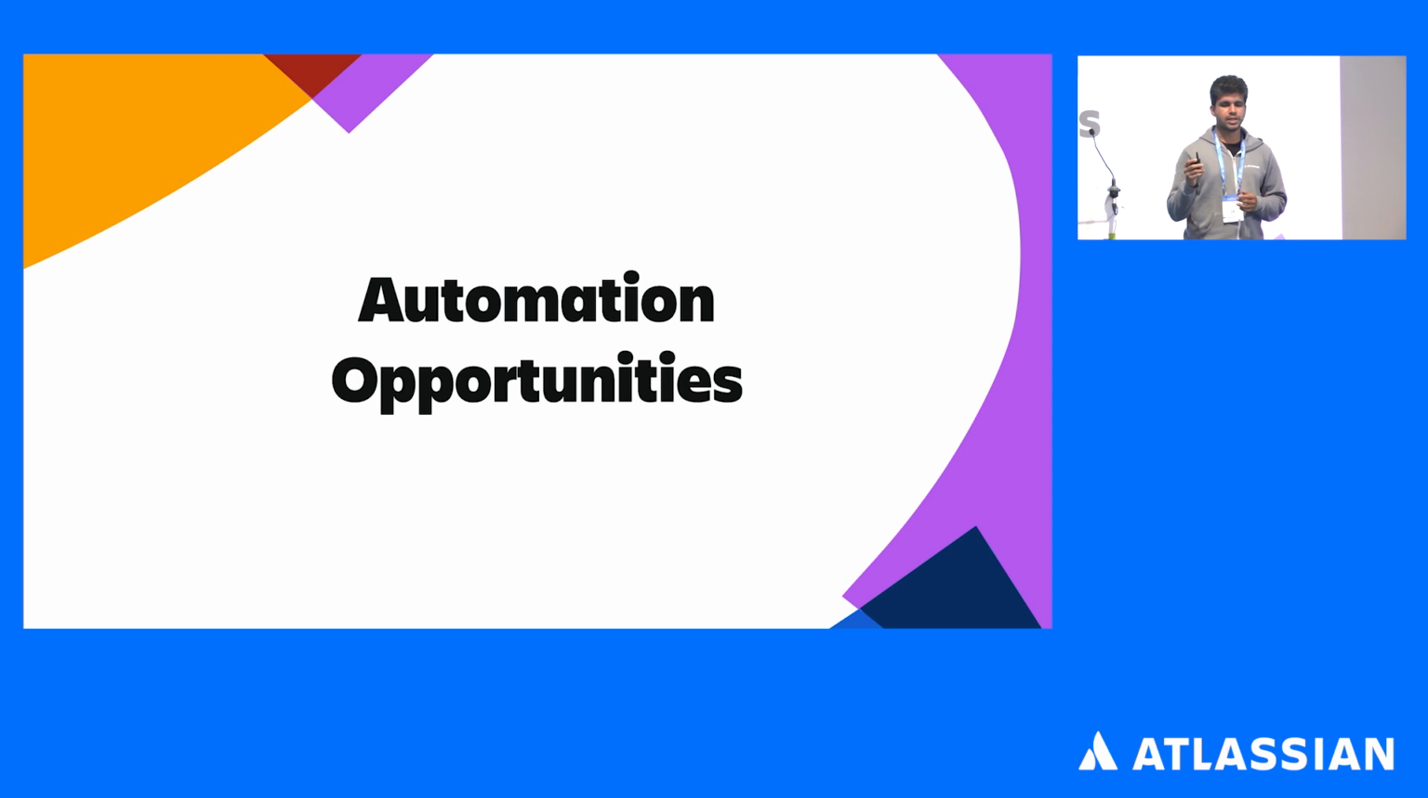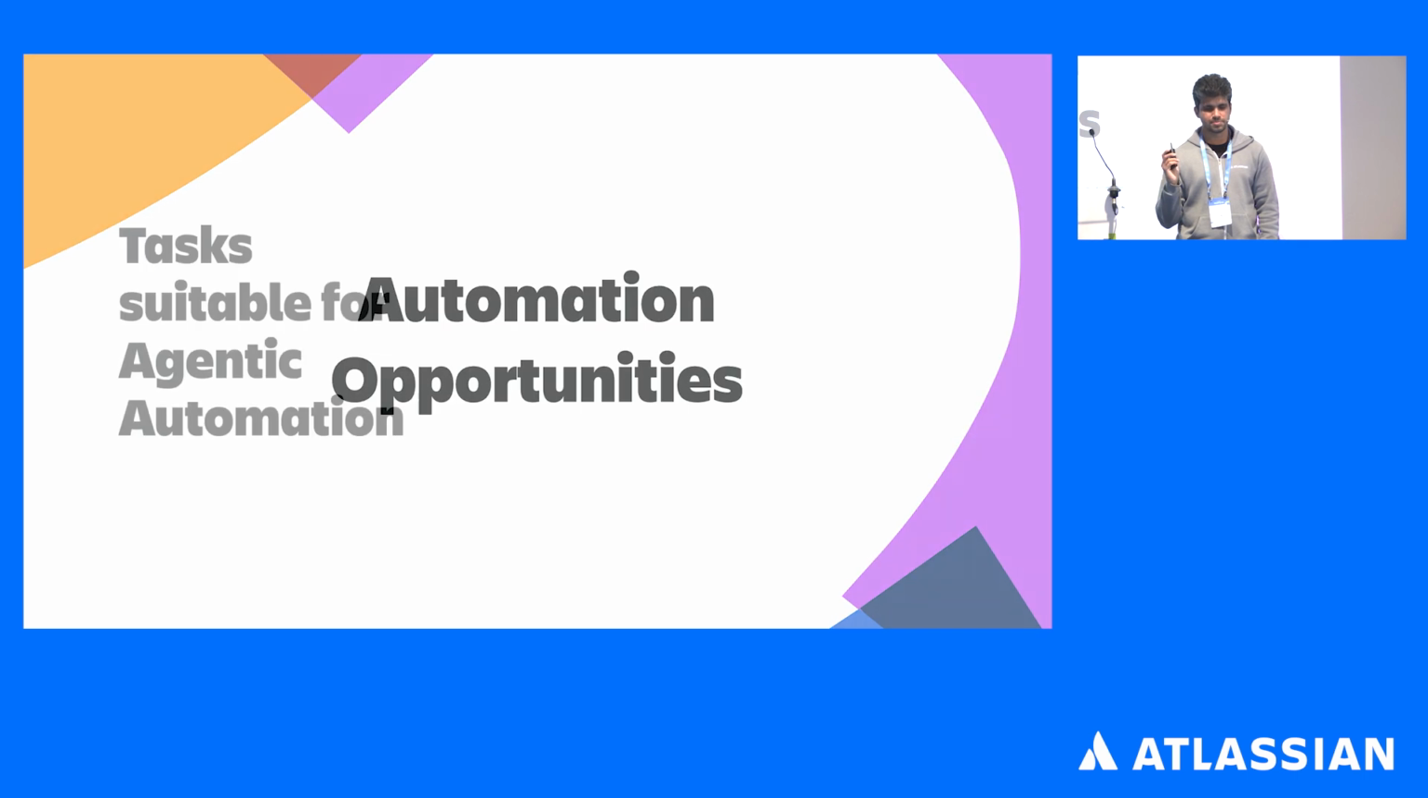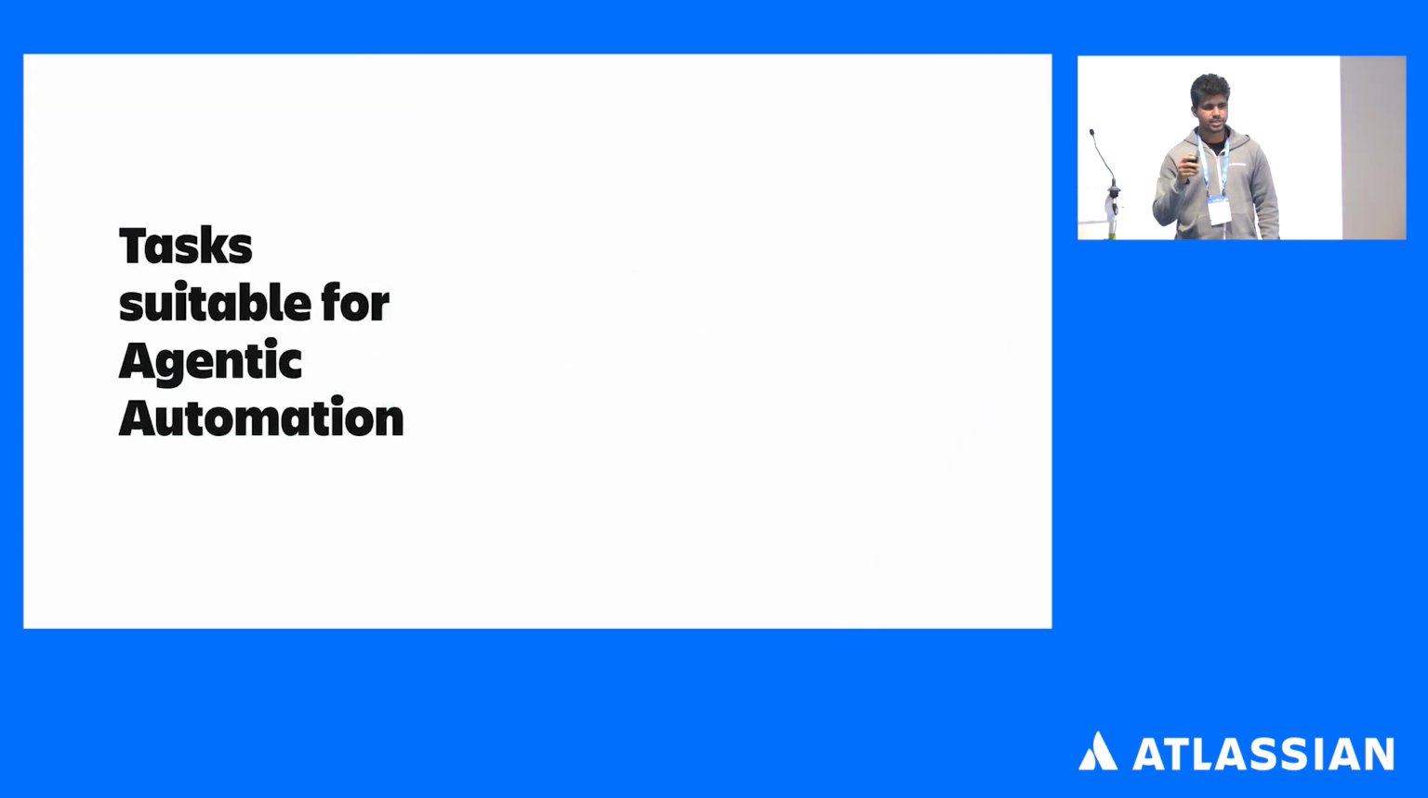Okay, we are at the last section of this talk, the automation opportunities. And this is probably my favorite part. I'm going to show a couple of examples of how agents can be combined with automation, and it just changes the way you work. Let's take a look at one example. But before doing that, let's first see what types of tasks are suitable for agentic automation.